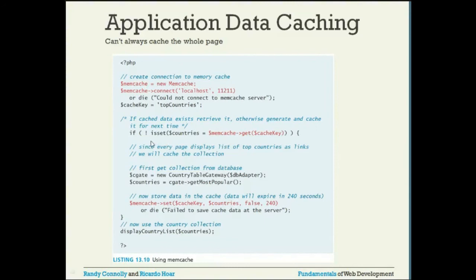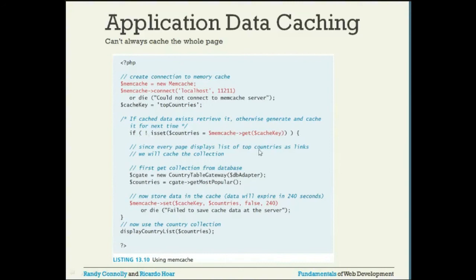First, we will check not isSet. isSet is the function. Inside that, $countries is equal to $memcache, the cache object we have created. We are calling the get method on that object, and we are giving the key. And what is the key? Top countries. So it will try to see if there is any data set for the key top countries. If the answer is true, then this will become true, and the not will make the condition false.